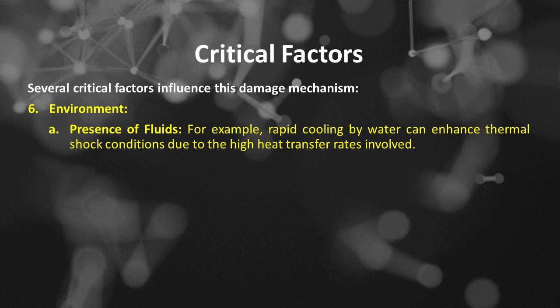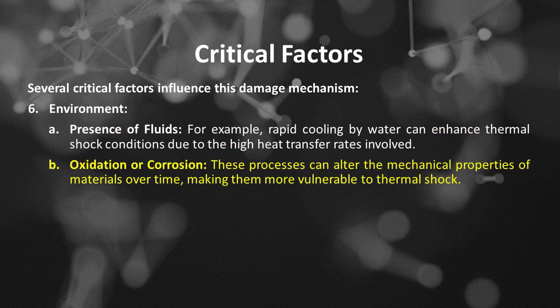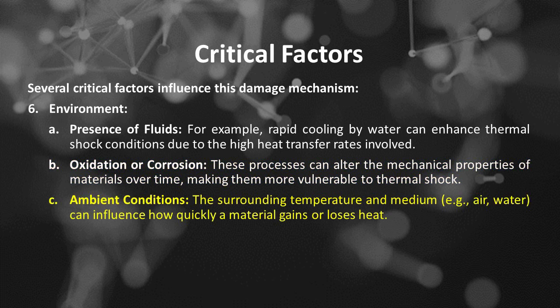Number 6 is environment, including, the first is presence of fluids. For example, rapid cooling by water can enhance thermal shock conditions due to the high heat transfer rates involved. The second is oxidation or corrosion. These processes can alter the mechanical properties of materials over time, making them more vulnerable to thermal shock. The third is ambient conditions. The surrounding temperature and medium, such as air or water, can influence how quickly a material gains or loses heat.